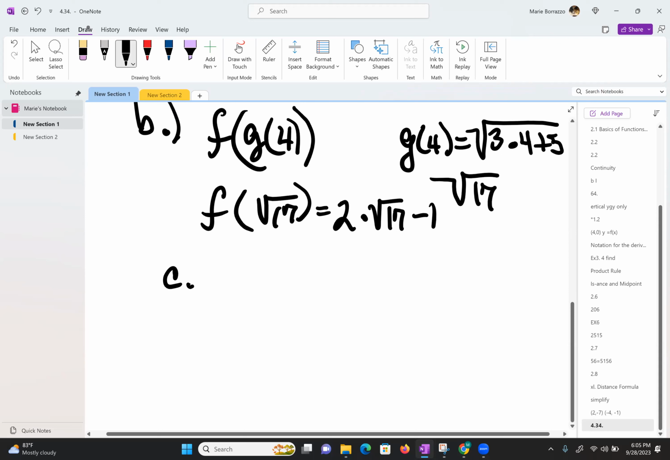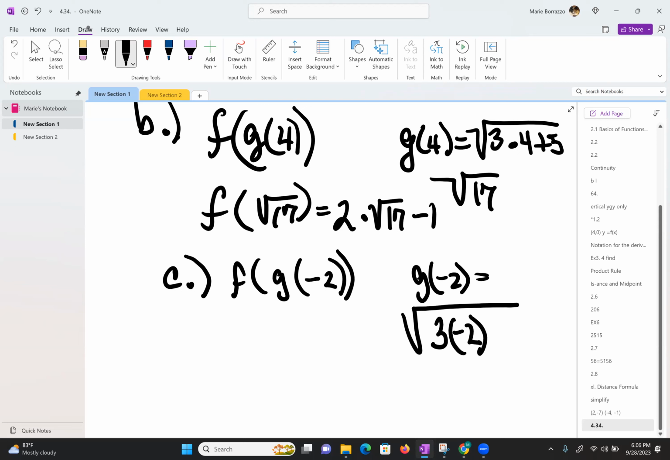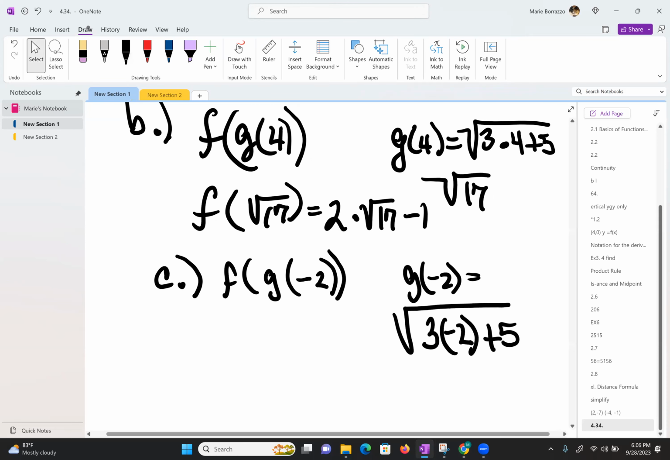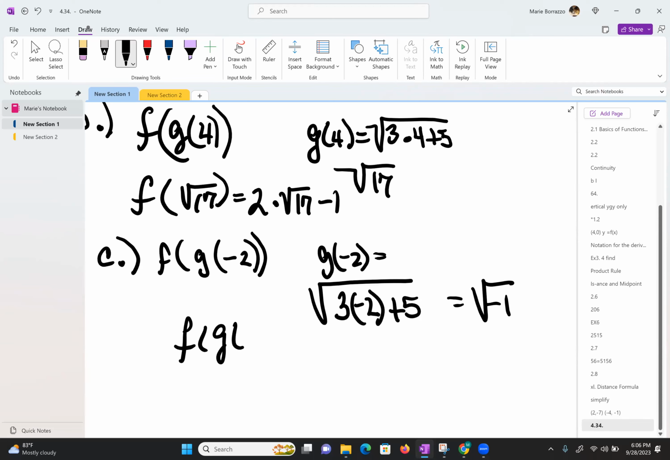In part C, they're asking us in this case to find f of g of negative 2. So I want you to stop and think about this one. The reason I say that is if you do g of negative 2, we know that in terms of the function, this is the square root of 3 times negative 2 plus 5. And this results in an imaginary number, the square root of negative 1. So what we say in this case is that f of g of negative 2 does not exist.